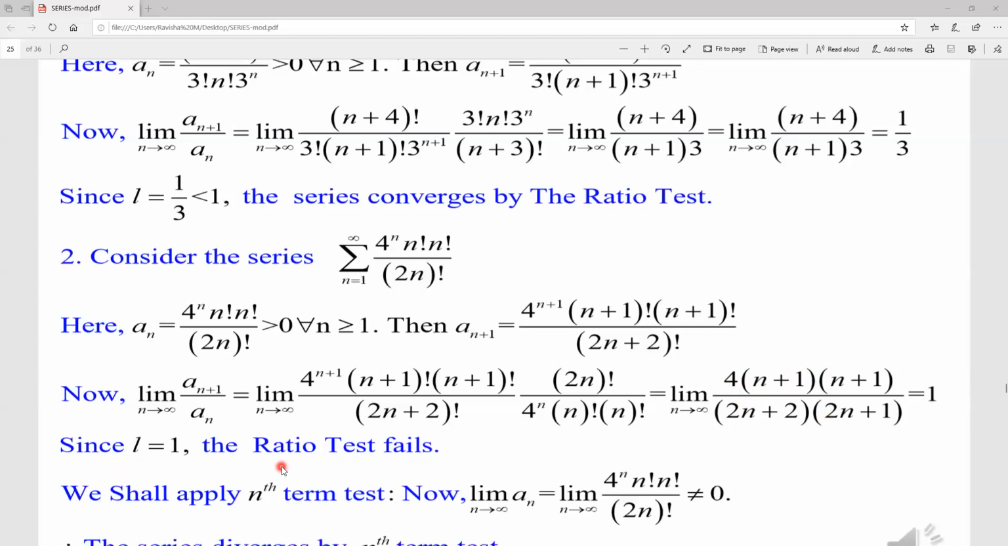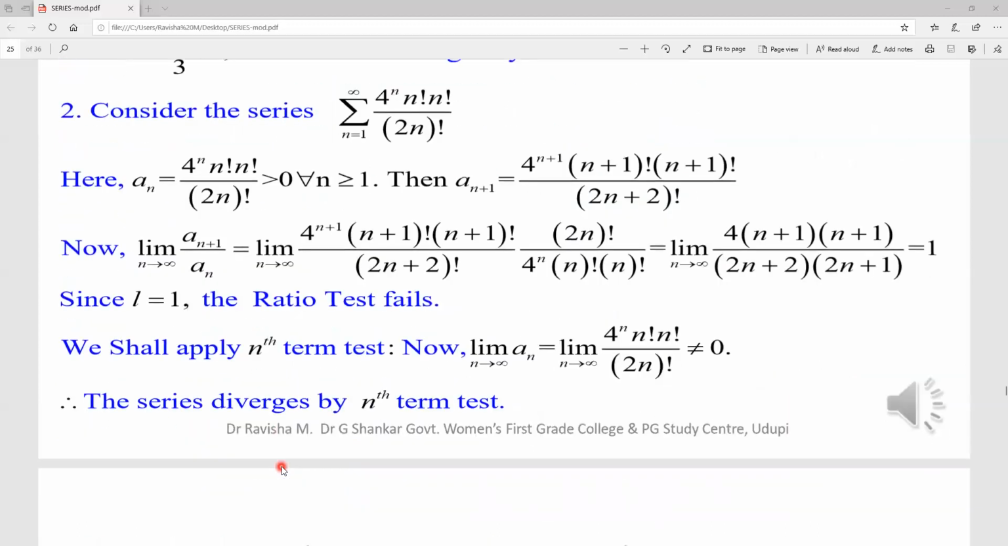So now we should move to some other test to see whether the series is convergent or not. So let us apply the nth term test. Let us take the limit as n tends to infinity for an. Here you can observe the numerator is bigger than the denominator. So the numerator goes much faster when compared to the denominator. Therefore, it never goes to 0. It is not equal to 0. By using the nth term test, you can conclude that the given series is divergent.